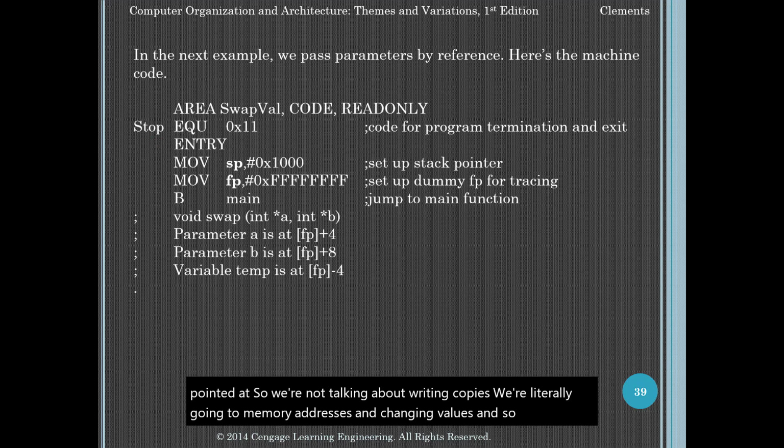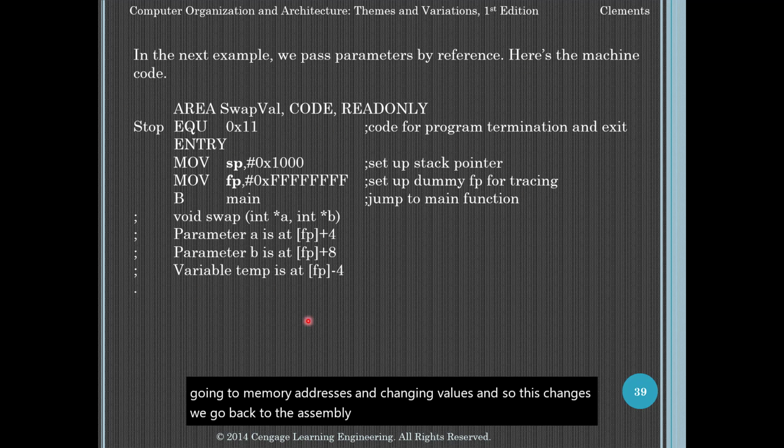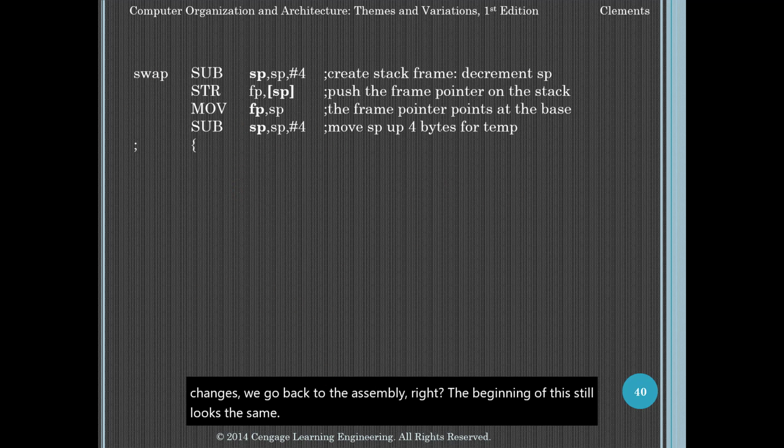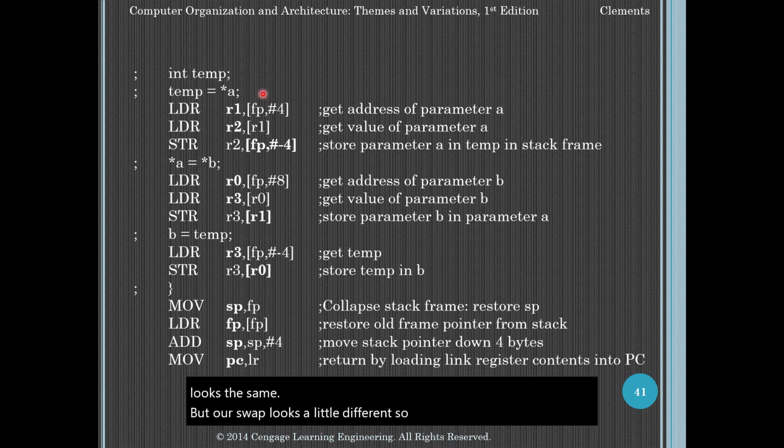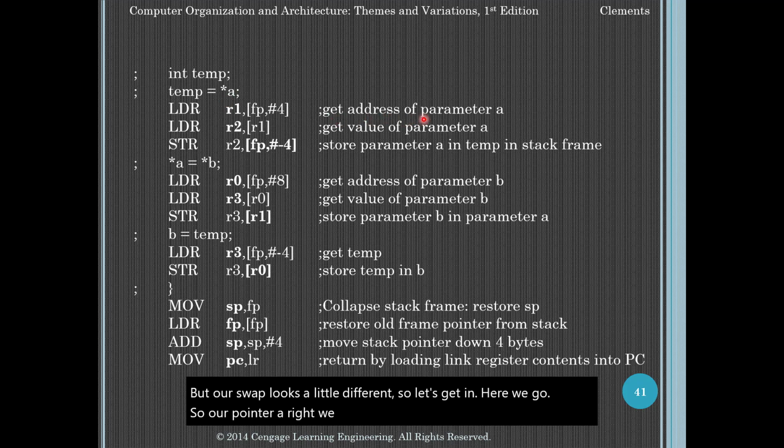If we go back to the assembly, the beginning of this still looks the same, but our swap looks a little different. So let's get in, here we go. For pointer A, we get the address of parameter A, and we get the value of parameter A, and we store it in a temp in the stack frame. We get the address of parameter B, we get the value of parameter B, and we store parameter B in parameter A.